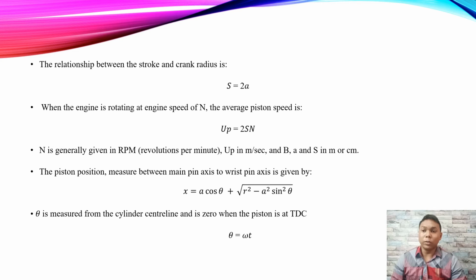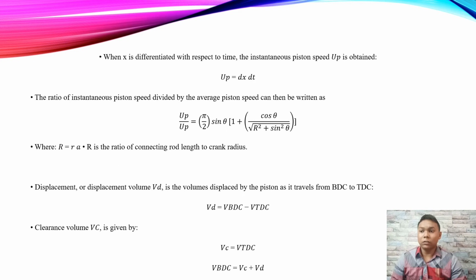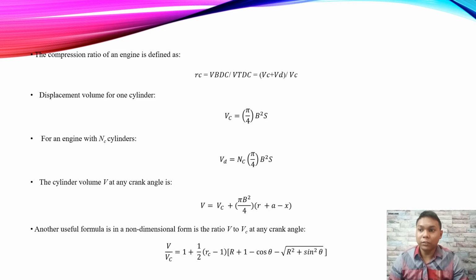So these are the formulas involved in the kinematic calculation. We have to find theta, the instantaneous piston position, the displacement volume, the compression ratio rc, the clearance volume Vc, and also the displacement volume Vd. All of this involves the formulas used in the kinematic calculation.